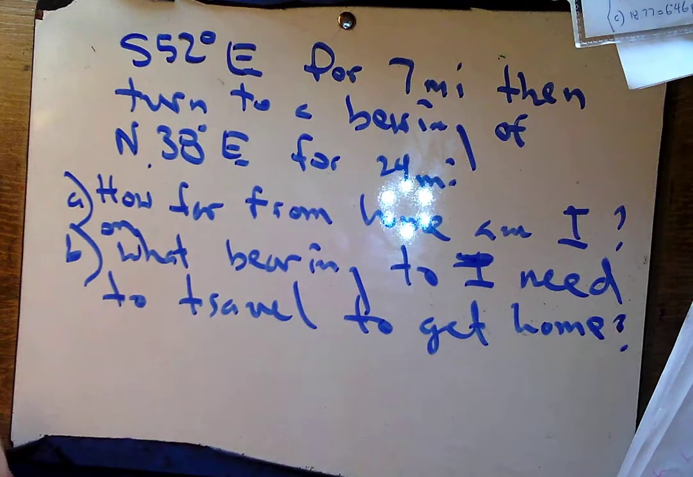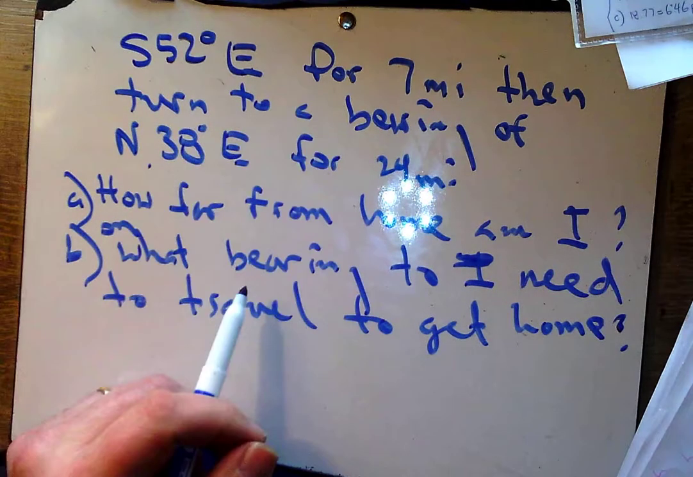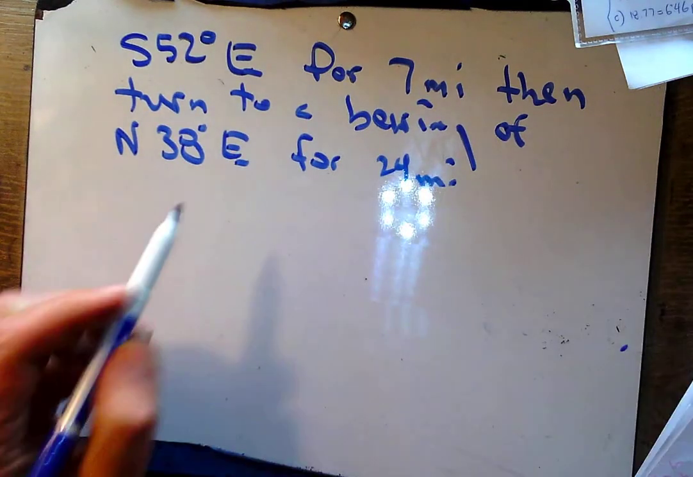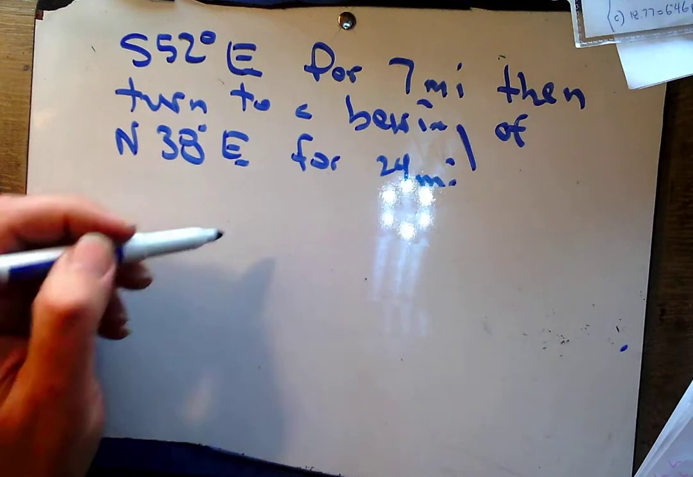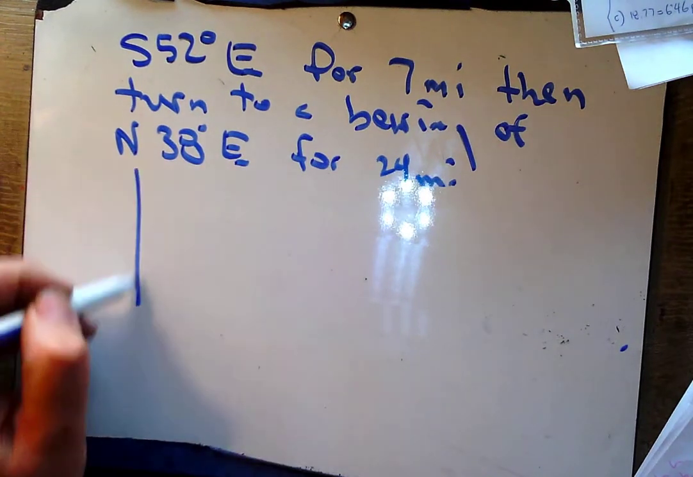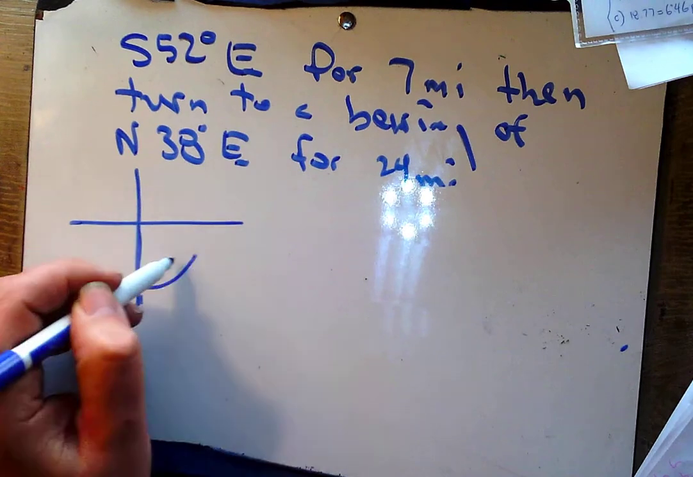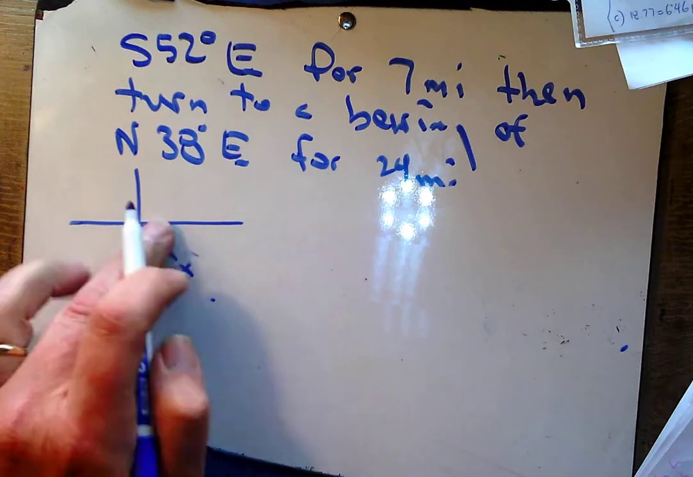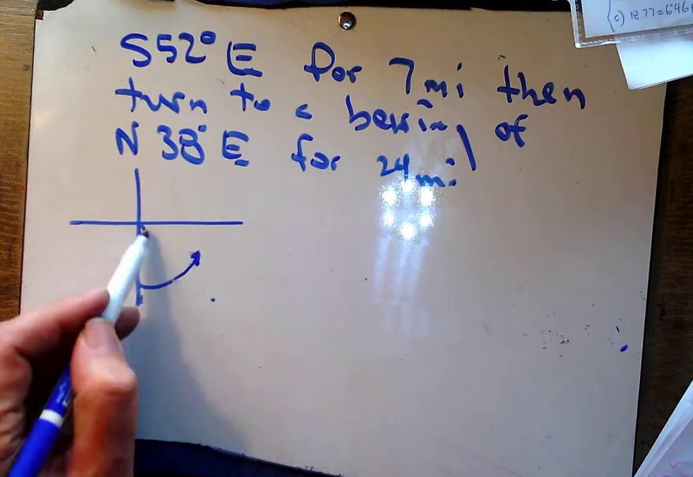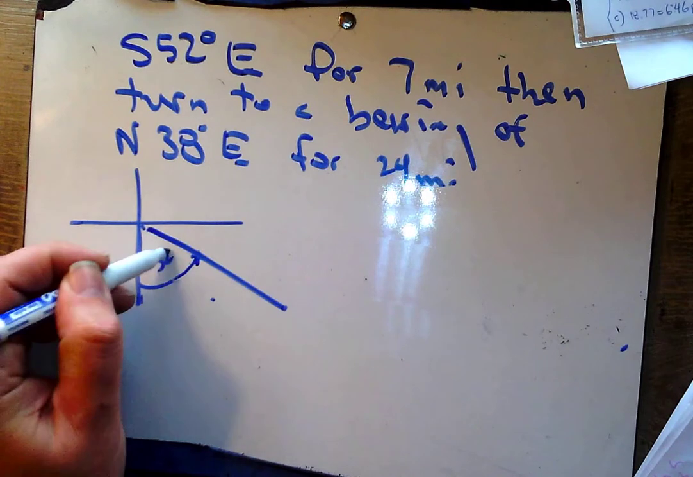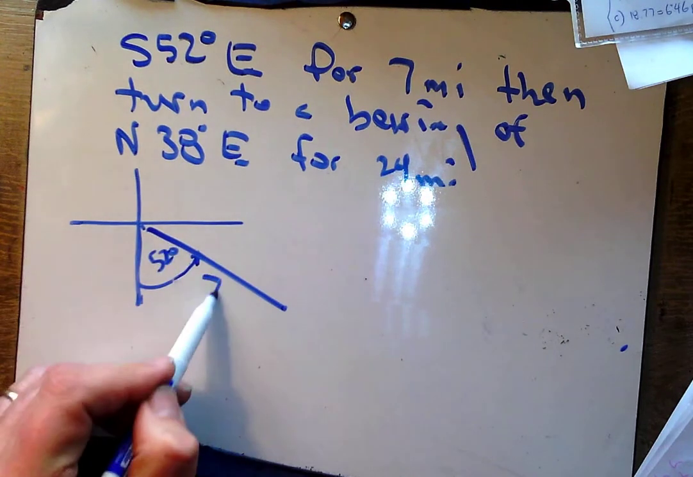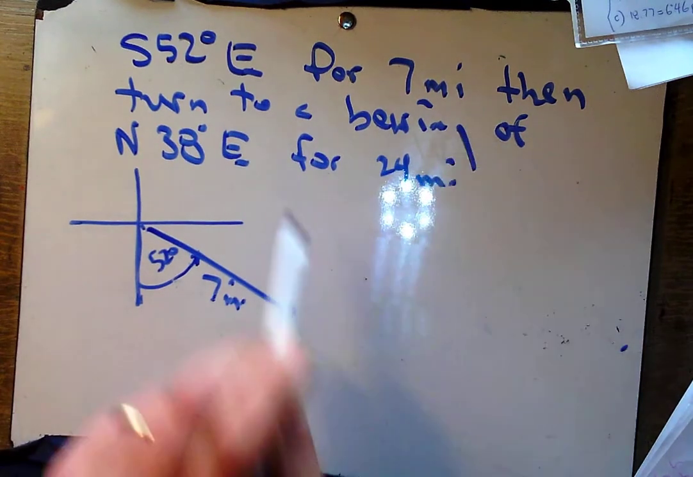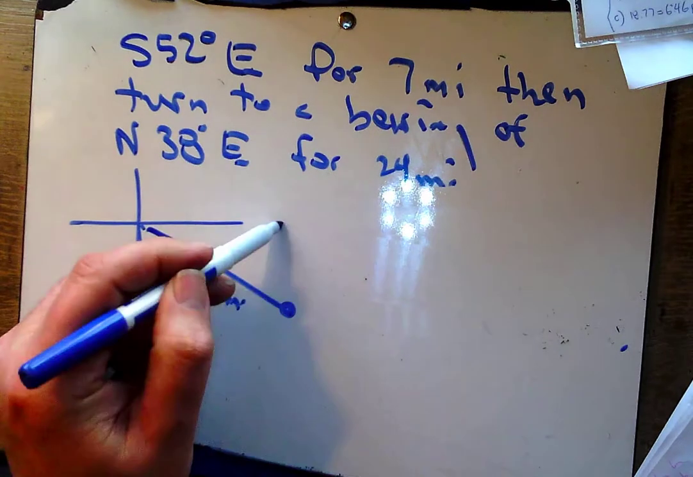I think before I can answer either of those, I need to see what's going on here. So I'm going to draw a little picture. Okay, so first thing I did was I traveled at south 52 degrees. Remember, halfway is 45 and 45, so I want a little more than halfway. Okay, so this is 52 degrees. And I'm going for 7 miles. And then I get here. And then turn to a bearing of north 38 east. Okay, draw another compass rose.